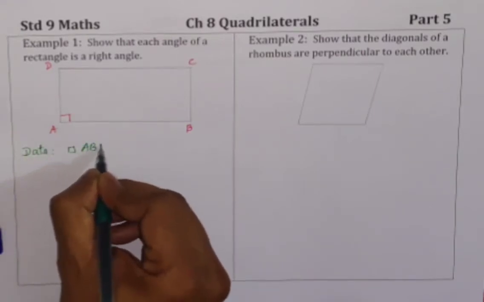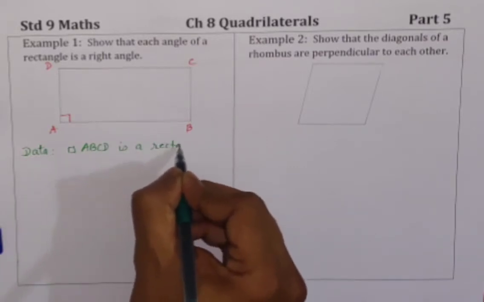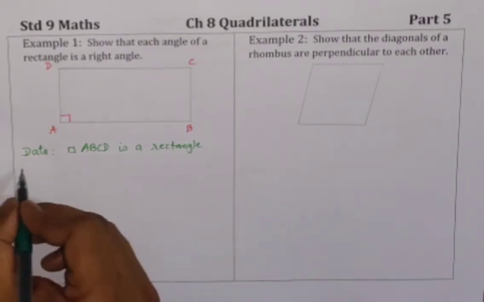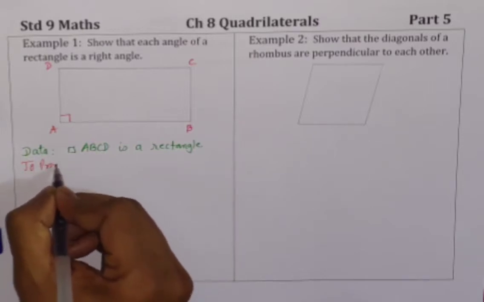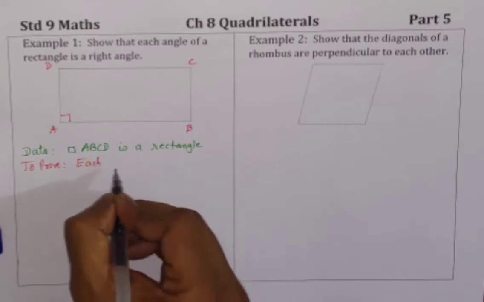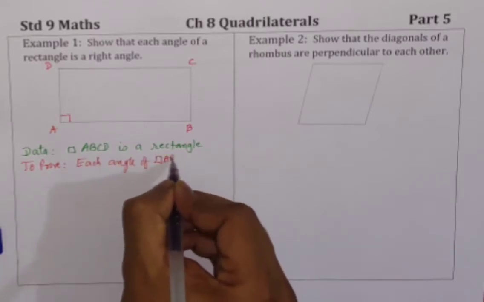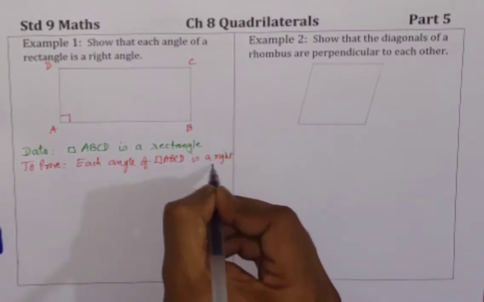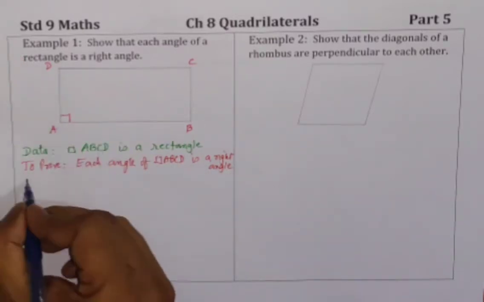Quadrilateral ABCD is a rectangle. Correct? To prove: each angle of quadrilateral ABCD is a right angle. Yes. Now proof.